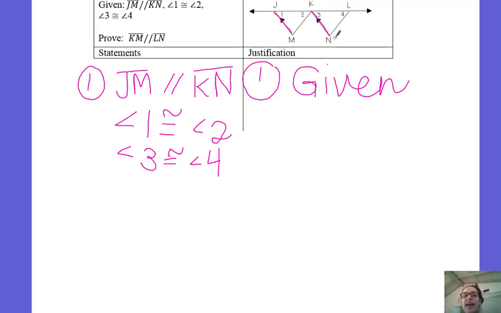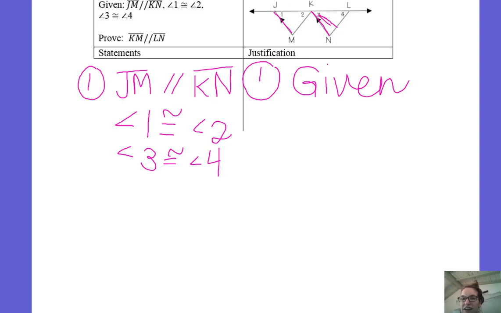So if I'm thinking of KN as my transversal, I don't see any alternate interior. I don't see any same side interior. I don't see any alternate exterior. This isn't really going to help me.